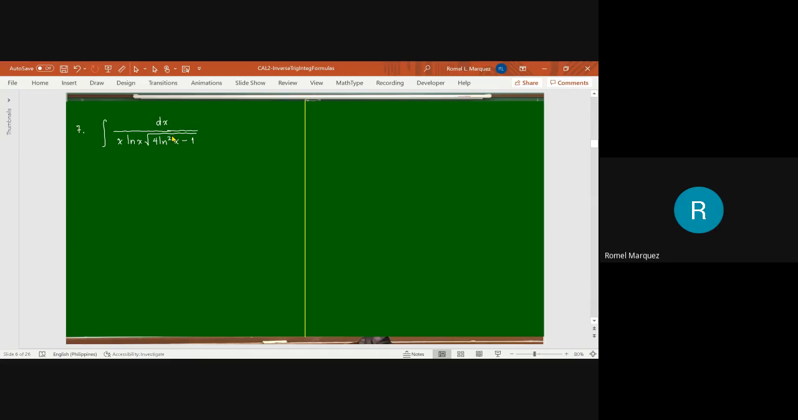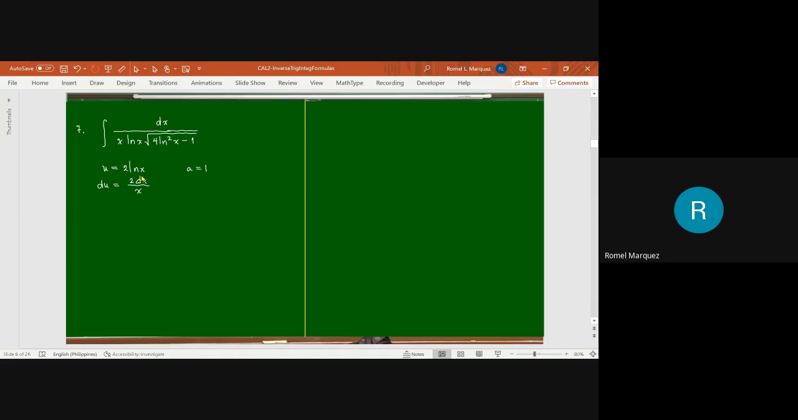So, obviously, we cannot use the one leading to inverse sine. But the one that is leading to inverse secant. Okay, guys? Let's check. What is my u here? Let's go directly to 2 ln x. Okay, guys? What is my a? 1. What is my du? What's the differential, guys? 2 dx over x.